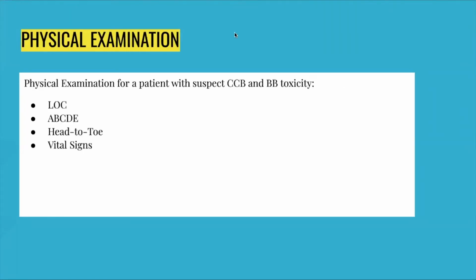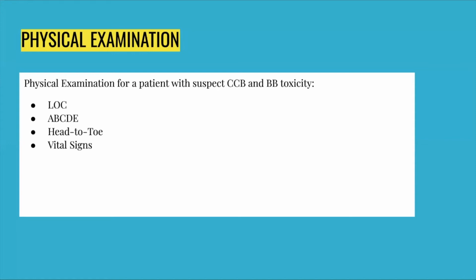Physical examination of this patient. Physical examination for a patient with suspected calcium channel blocker and beta blocker toxicity is the same type of physical examination you would do on every single person that you interact with as a patient. So you want to check their level of consciousness, which may vary depending on the severity of toxicity. They may be alert and oriented, they may be altered, or they may be unconscious. You want to check their ABCDE as part of their physical examination and respond accordingly if you need to do any appropriate interventions.